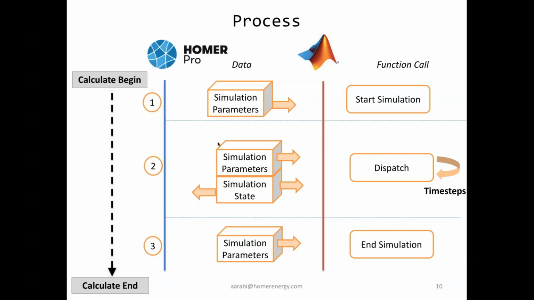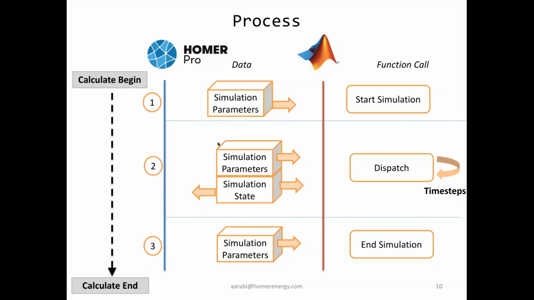Now let's look at the process of when you're using MATLAB Link controller. So in this diagram from top to bottom is the process from when you hit calculate in HOMER Pro till the point in which the calculate is complete and you're able to view the results. So the first step that happens is HOMER Pro opens an instance of MATLAB and sends simulation parameters to the MATLAB workspace. HOMER Pro then runs the start simulation function, and this is an opportunity where you can evaluate the system being simulated and send any errors back if needed. If HOMER Pro does not detect any error from start simulation, then it proceeds to step 2.